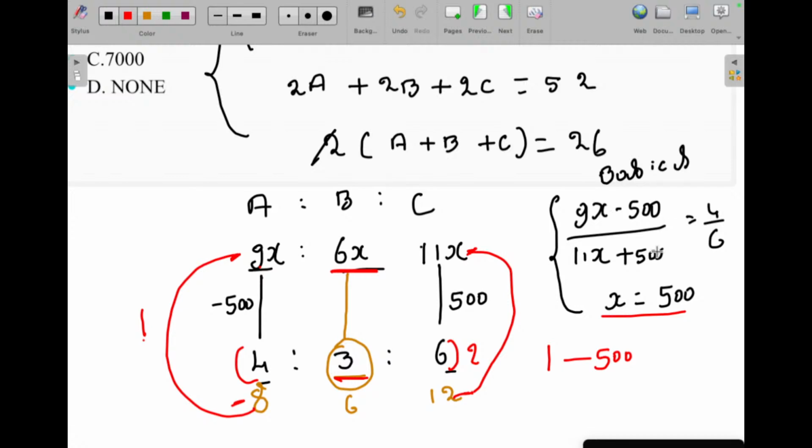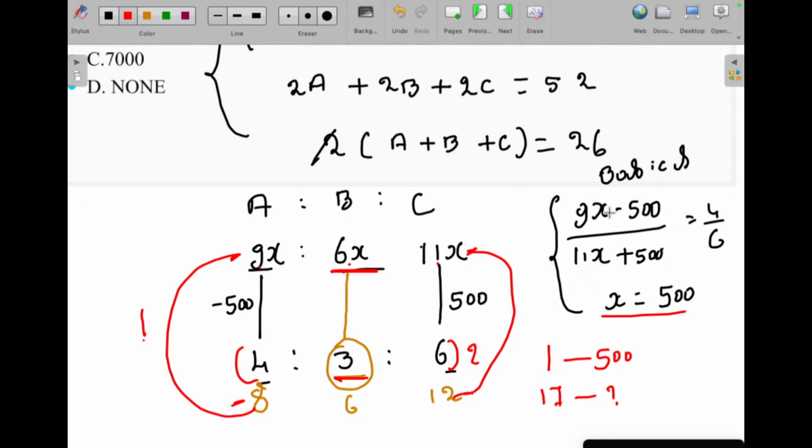So here you have to do the calculation part. In this method, no calculation, no multiplication, nothing. One part is equal to 500. I need to find 6 plus 11, 17 parts. How much? 8500. It is basics. Tell me, what's your doubt now?